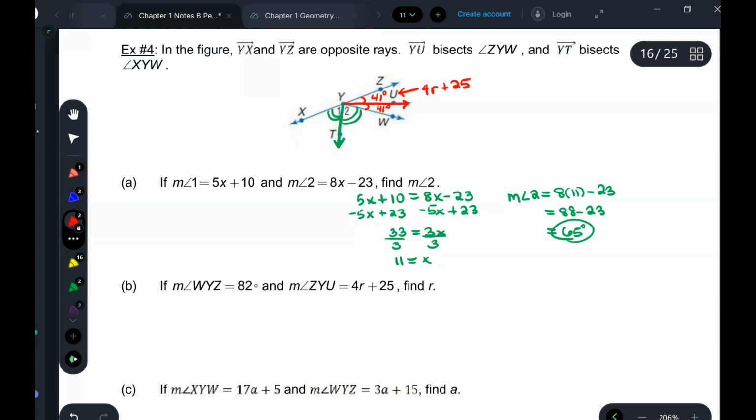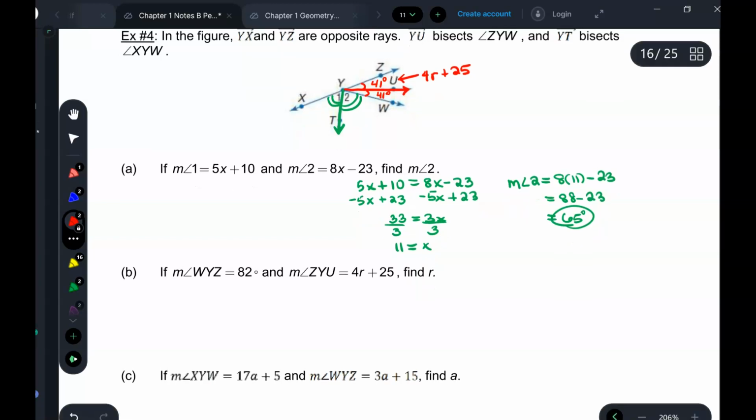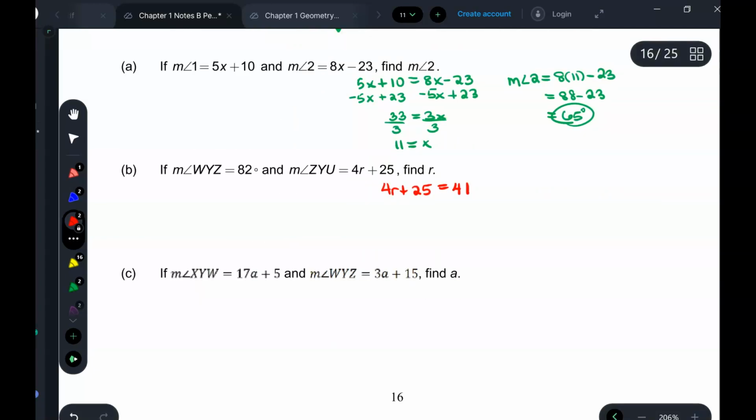So what do I want to make 4R plus 25 equal to? 41. Do you see how the angle measure we were able to find? So I'm going to put 4R plus 25. Does that make sense? This whole thing was 82 degrees, but this was cut in half. So I know this has to be 41 and this has to be 41. And if just that angle is 4R plus 25, we set that equal to 41. So 4R equals 16. So R equals 4.